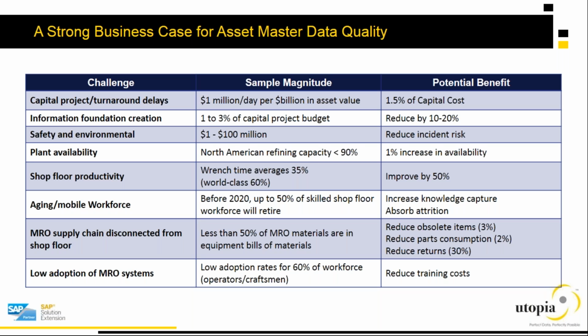You can look at plant availability by having the correct information in your plant at the time of startup and commissioning. You can increase that availability over the life of that plant by up to 1%. Wrench time can be increased. MRO supply chain costs can be reduced significantly by reducing obsolete items, reducing parts consumption, or having the right spares at the right time in the right place for your operations and maintenance activities.